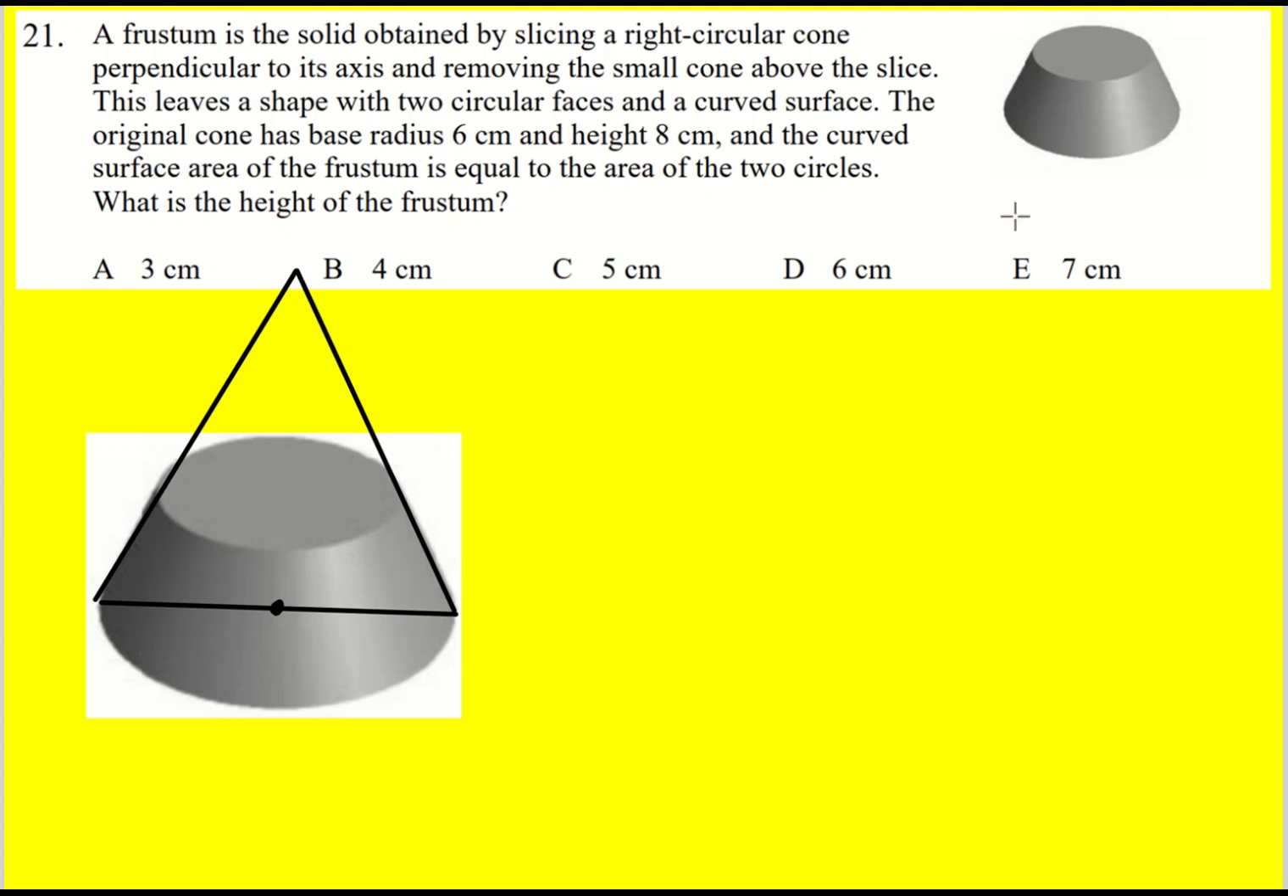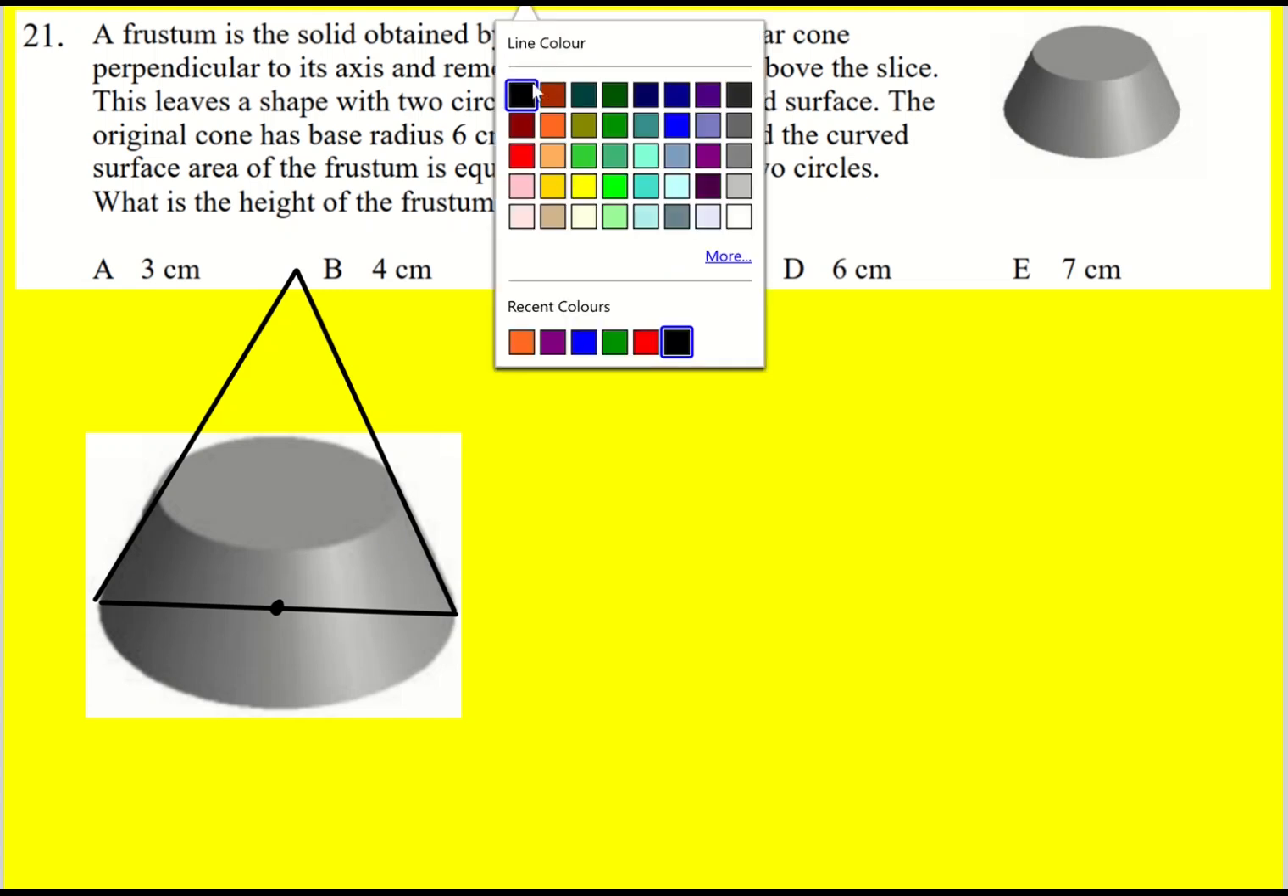Now, if I want to find the curved area, it's going to be the curved area of the original cone minus the curved area of the bit that we've taken away. That's what I'm going to need to do. And that's going to equal the two circles added together. So let's focus first of all on the curved area of the original.